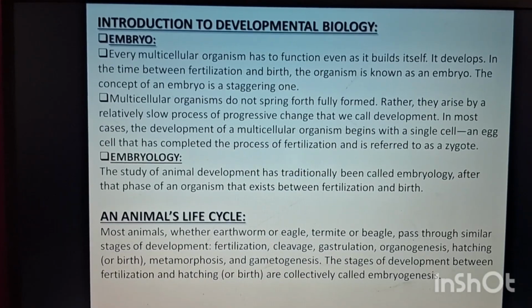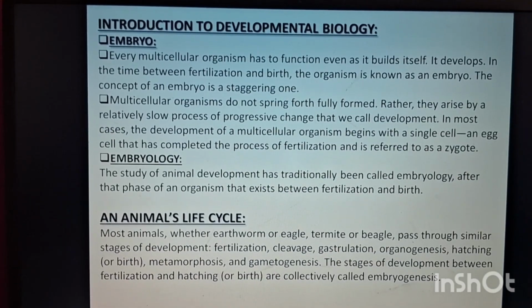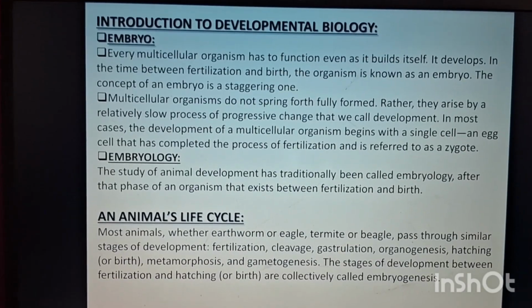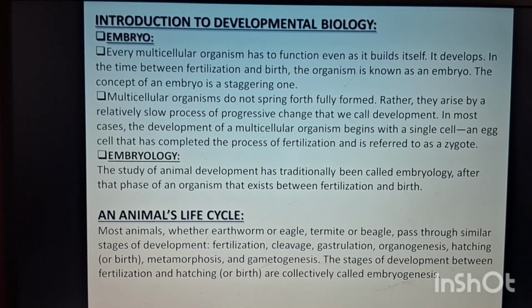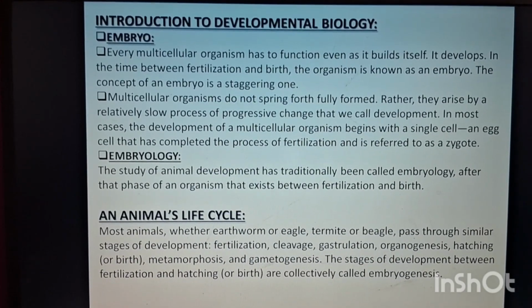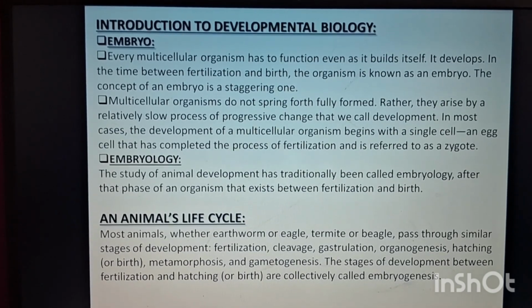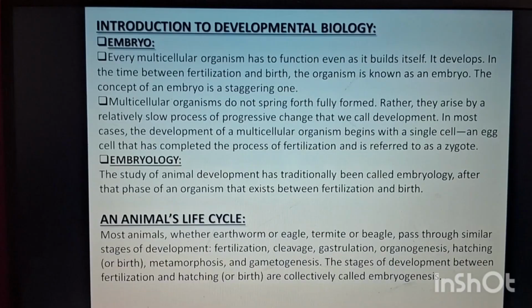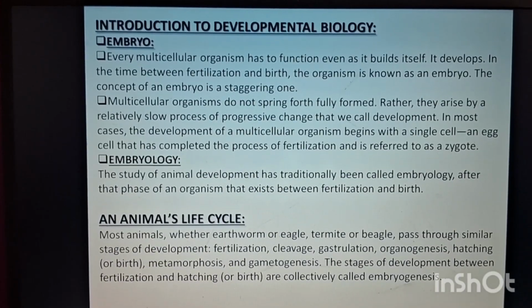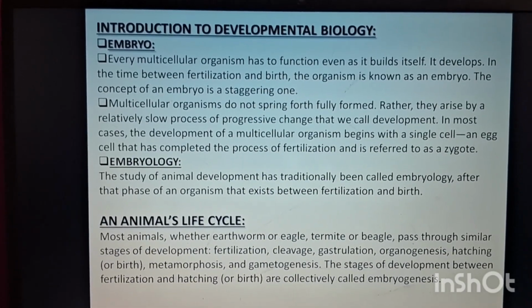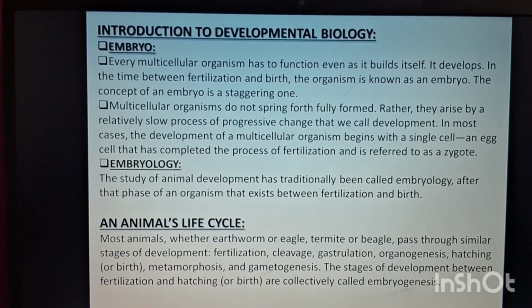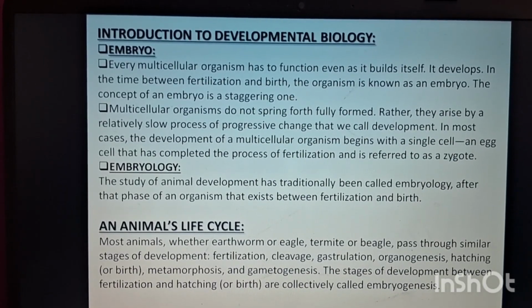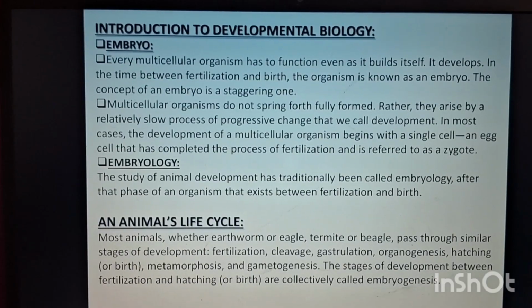And what is the zygote? Zygote means the starting point of life. A single fertilized egg cell is called zygote. Next, embryology. What is the embryology? The study of animal development has traditionally been called embryology after that phase of an organism that exists between fertilization and birth. Means the scientific branch of biology that focuses on studying animals during their embryo phases is called embryology.